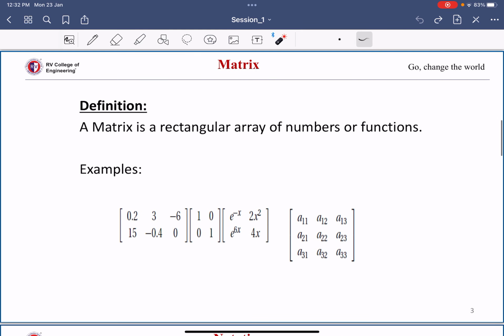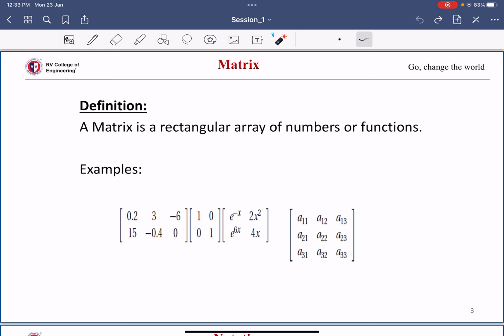Coming to the definition, a matrix is a rectangular array of numbers or functions. A matrix can either be a square matrix or a rectangular matrix, where a square matrix is a matrix which has an equal number of rows and columns. A rectangular matrix is a matrix where the number of rows is not equal to the number of columns.